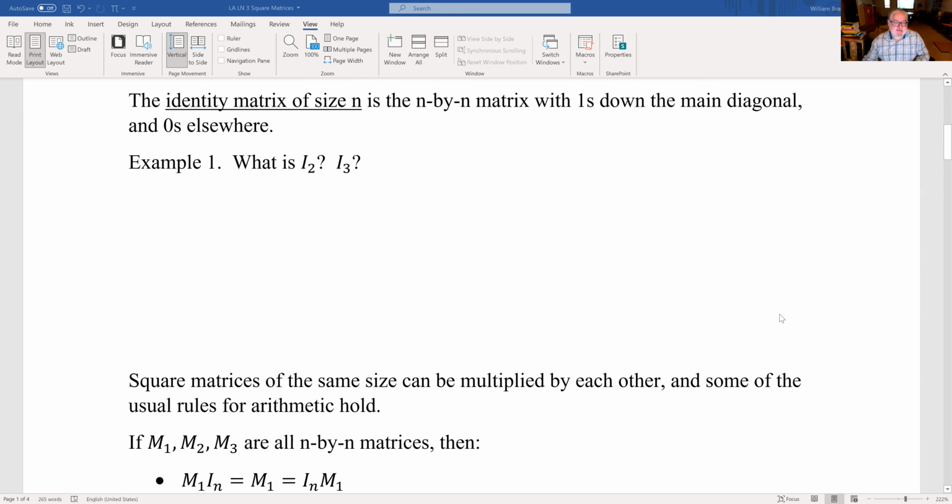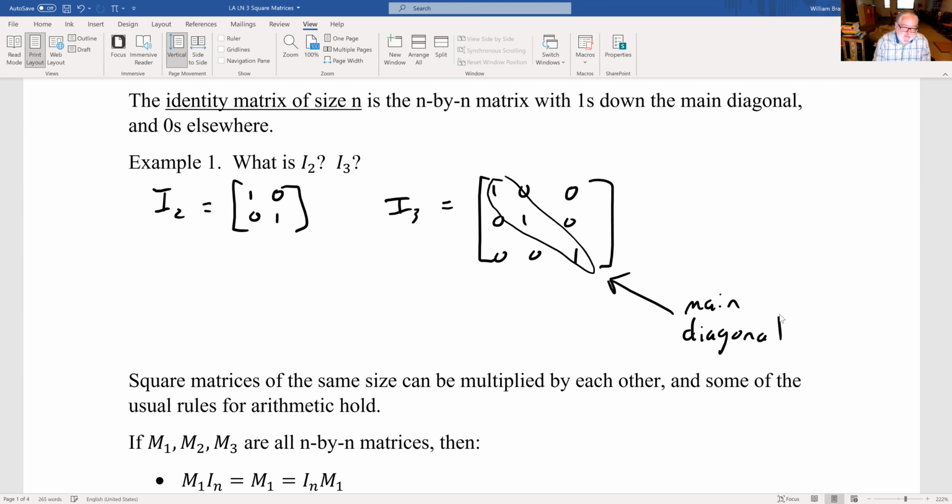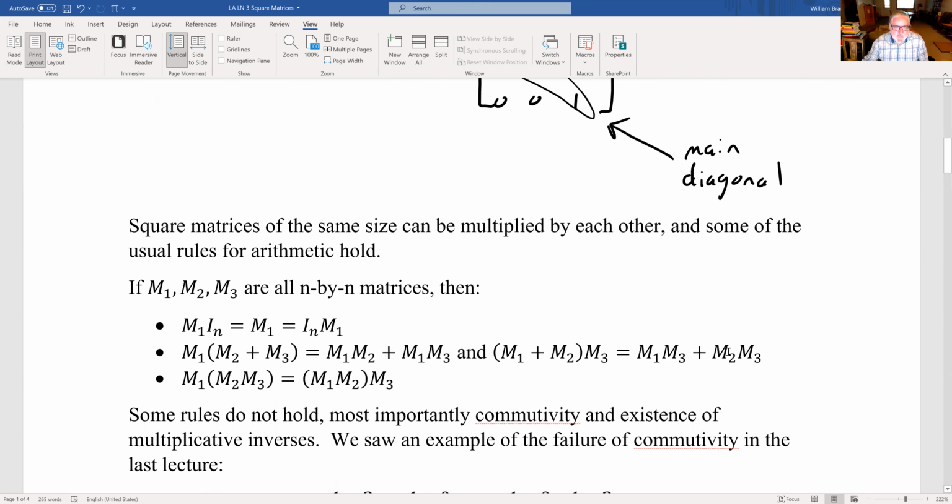The identity matrix of size n is an n by n matrix with ones down the main diagonal and zeros elsewhere. So I2 is a 2 by 2 matrix that looks like this. I3 is a 3 by 3 matrix that looks like that, etc. Every square matrix has what's called its main diagonal, which is just like that or like that. So ones down the main diagonal, zeros elsewhere, that gives you an identity matrix.